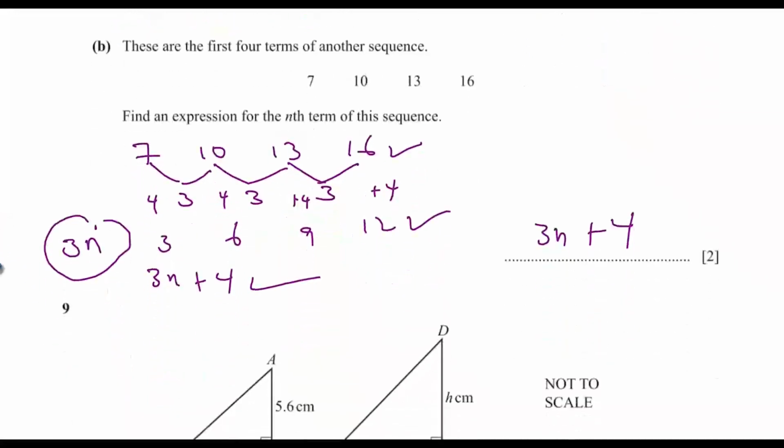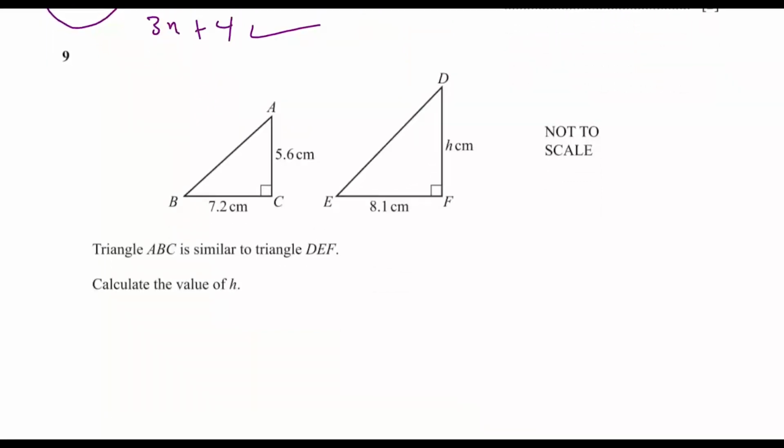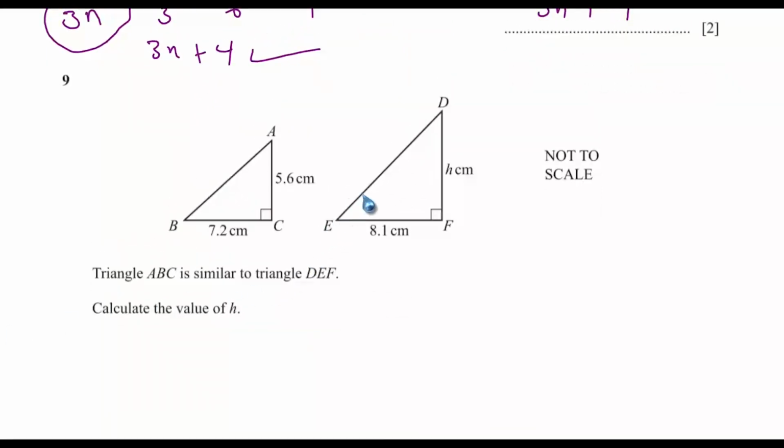Let's go to the next question. That will be question 9. So we have two similar shapes. Triangle ABC is similar to triangle DEF. Calculate the value of h. So we can take the ratio of the corresponding sides, and that will give us the solution to this question.